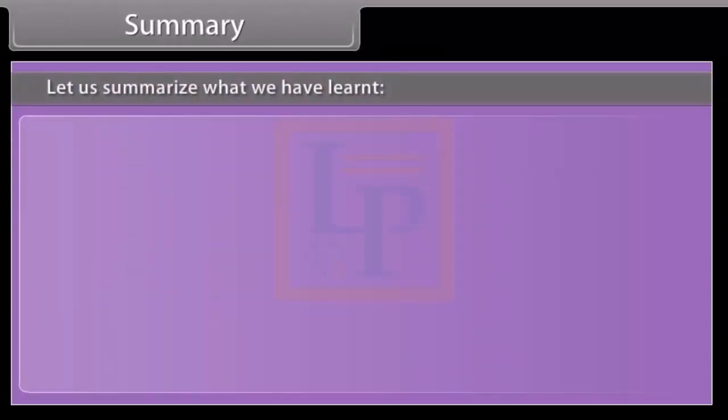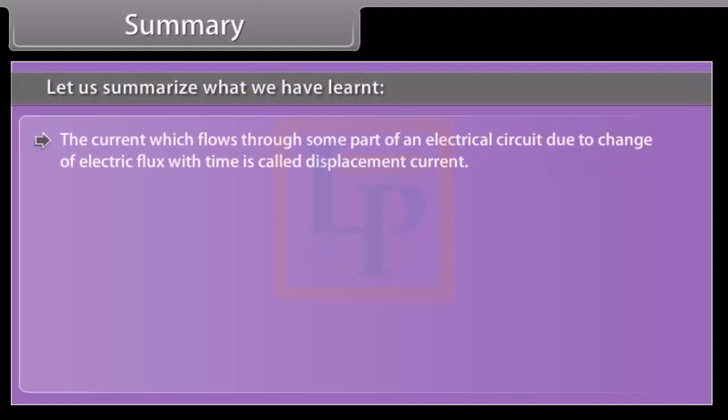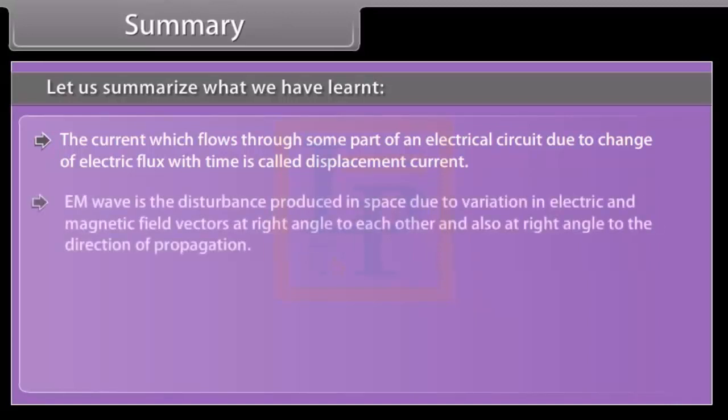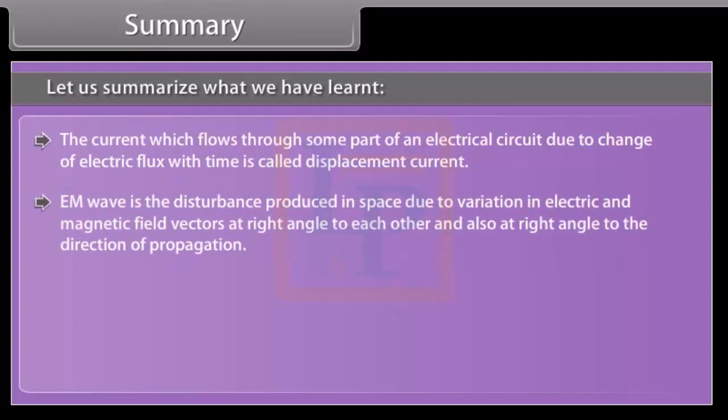Summary. Let us summarize what we have learned. The current which flows through some part of an electrical circuit due to change of electrical flux with time is called displacement current. EM wave is the disturbance produced in space due to variation in electric and magnetic field vectors at right angle to each other and also at right angle to the direction of propagation.